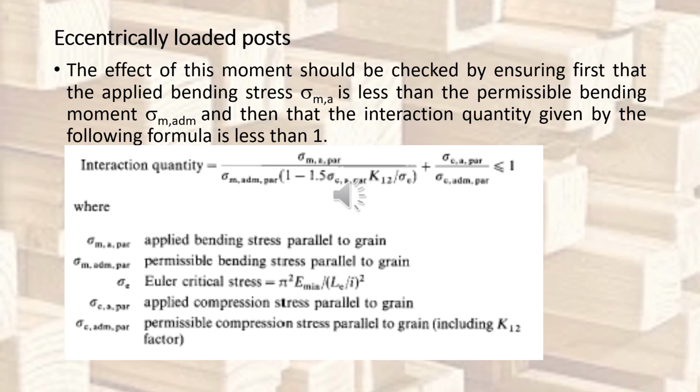The eccentric moment induced should be checked by ensuring first that the applied bending stress is less than the permissible bending stress, and then that the interaction quantity given by the formula is less than 1. That is, the formula provided in this sheet should always be less than or equal to 1. All right. This will ensure that this eccentric moment is within sustainable limit.